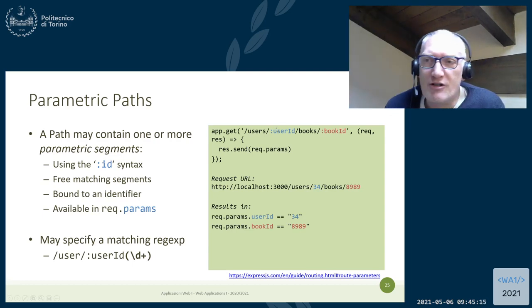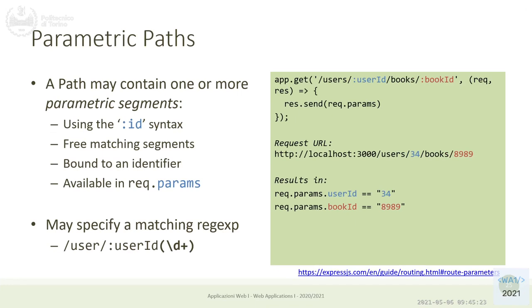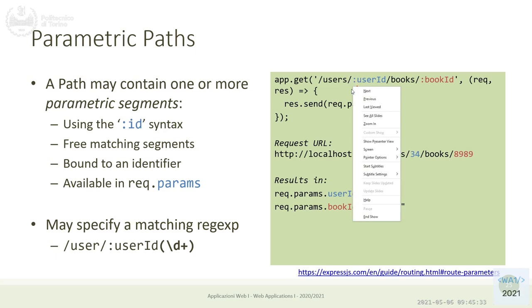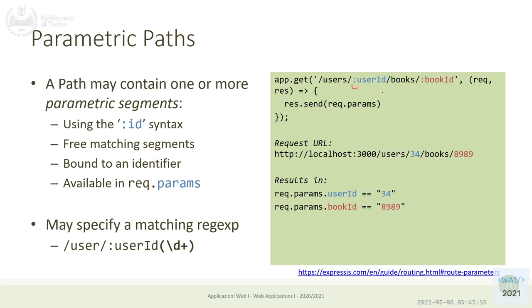You may see it as a sort of special syntax for a regular expression, if you want to see it that way. The idea is that if you specify a complete path with some fragments, so some folder levels, that contain a colon character here, then Express will match any URL that has any kind of content inside those elements, inside those fragments of the URL.